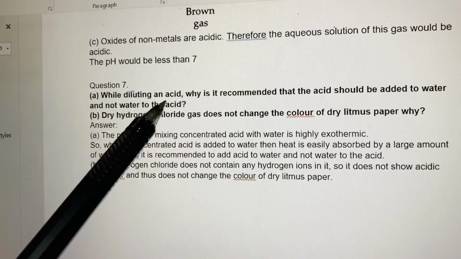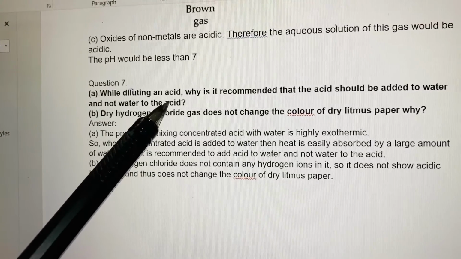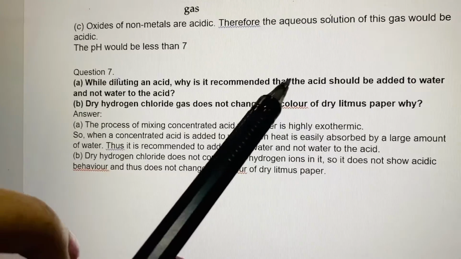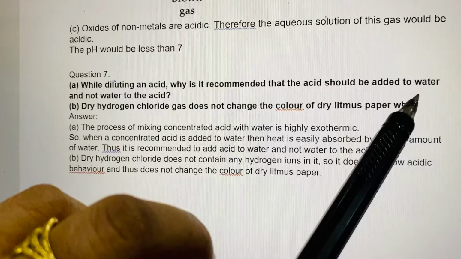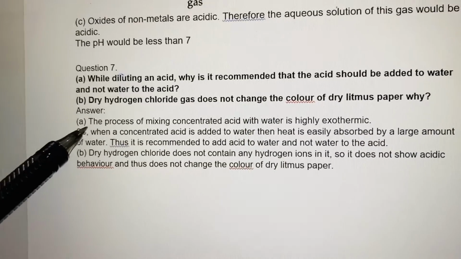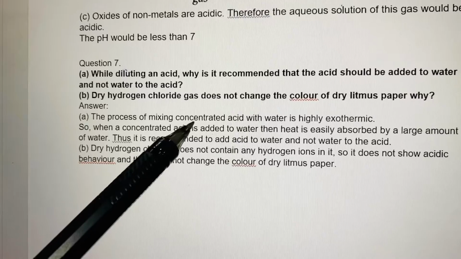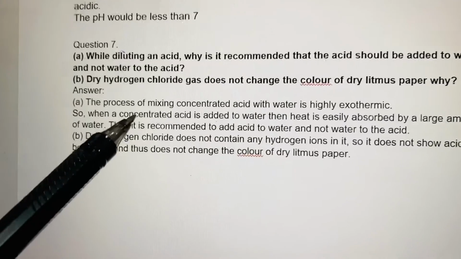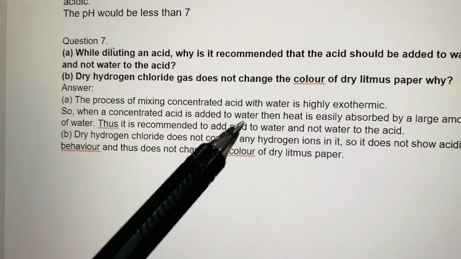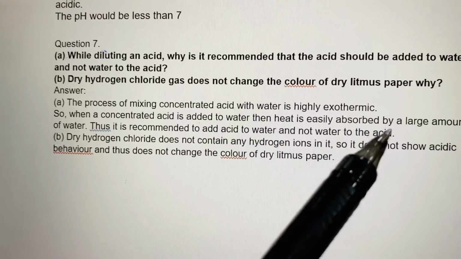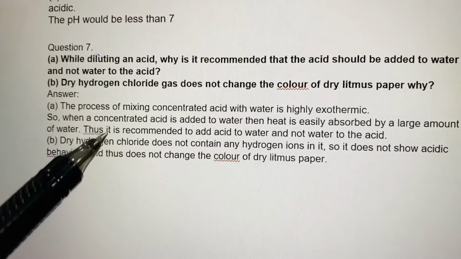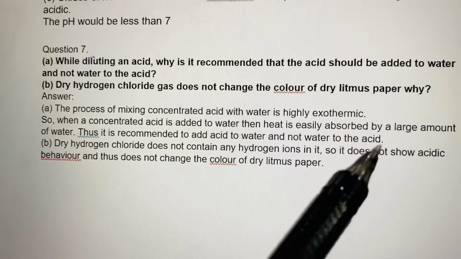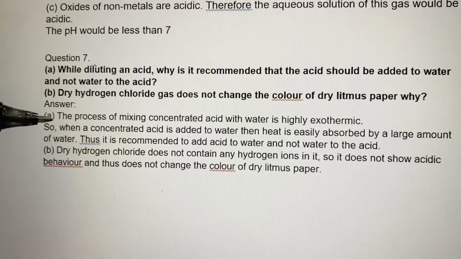If we pour water into the acid, a large amount of heat will be produced, which may break the glass. So that's why it is recommended that acid should be added to the water slowly. What is the reason for this? Because the process of mixing concentrated acid with water is highly exothermic. So when a concentrated acid is added to water, heat is easily absorbed by the large amount of water, and thus it is recommended to add acid to water and not water to the acid. So you have to mention this reasoning very clearly.